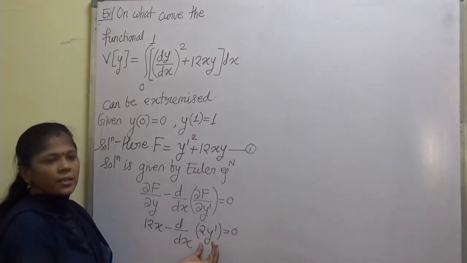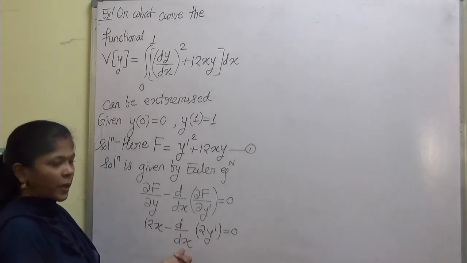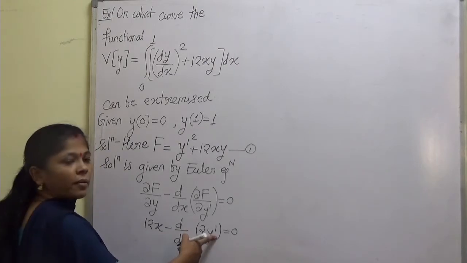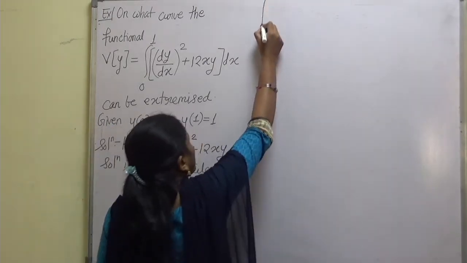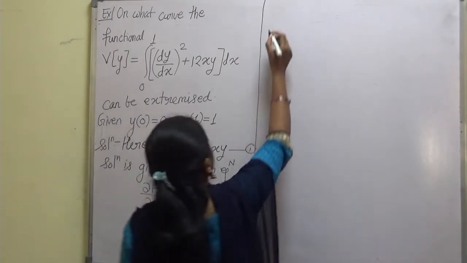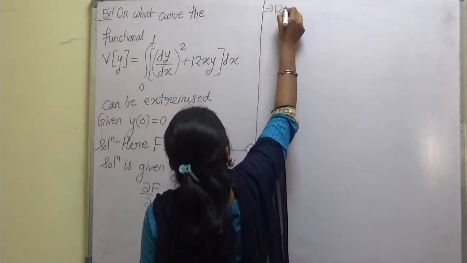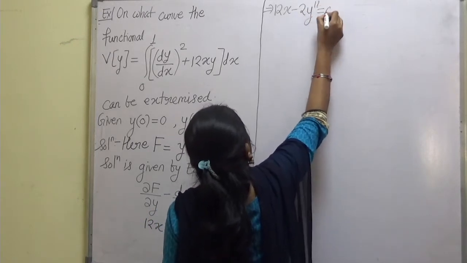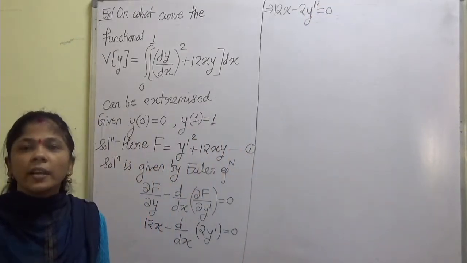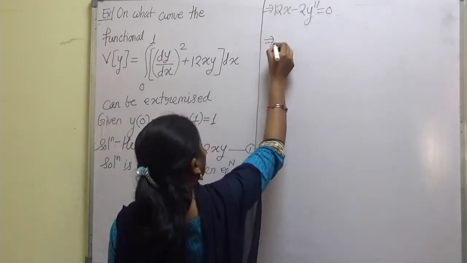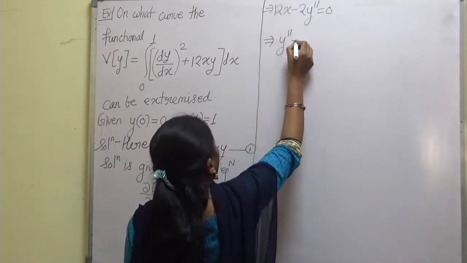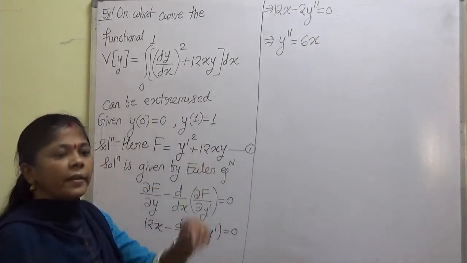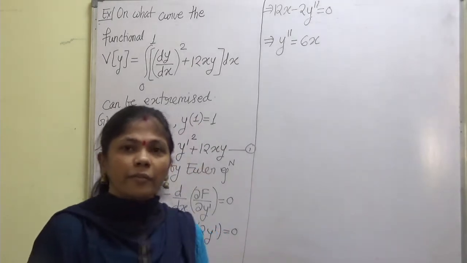Now again differentiate this, remember, with respect to x. Remember, y and y dash are functions of x. That's why the derivative of y dash will be y double dash. So this implies 12x minus 2 y double dash equal to 0. Here the 2 will get cancelled; rearranging, we get y double dash equal to 6x, the ordinary differential equation.